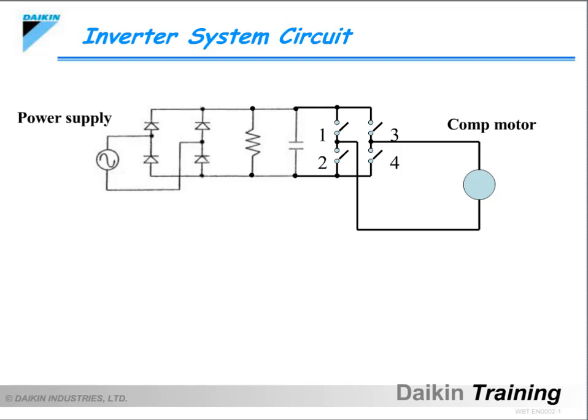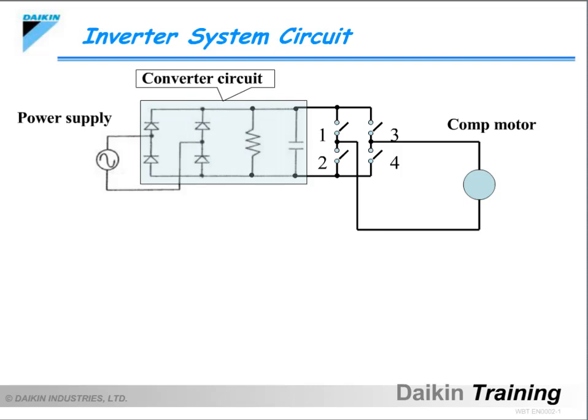As you can see on the slide, the inverter system can be described with a simple diagram. The converter circuit receives AC input power and outputs it as DC power to the inverter circuit. The inverter circuit receives DC input power and outputs it as AC power to supply the motor load.